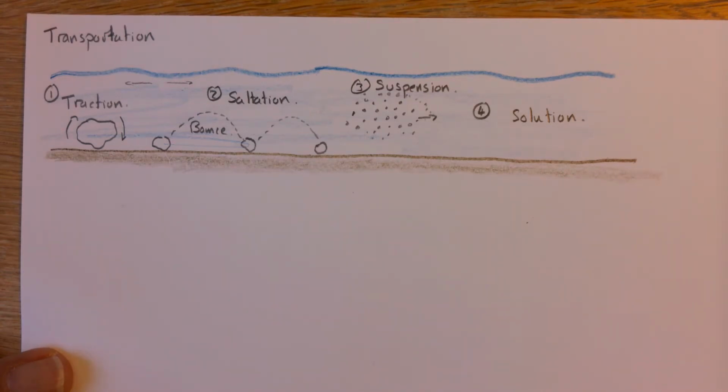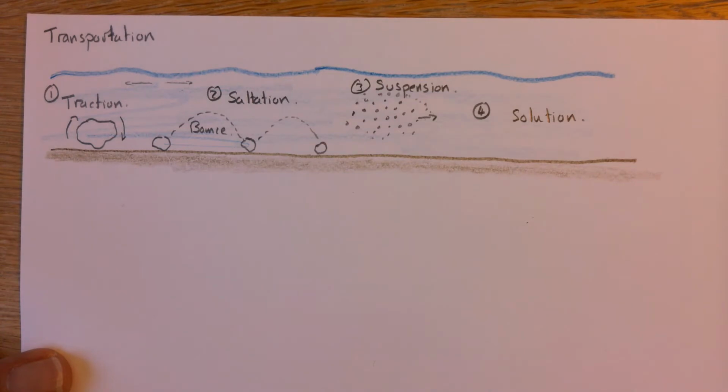What is the name of the process where material is dissolved into the water so that you can no longer see it? Excellent, that is solution. And finally, when small material is held within the water column, this is called suspension. Nice and easy. What kind of materials might we expect to be carried by suspension? Good. Sands and silts, maybe.